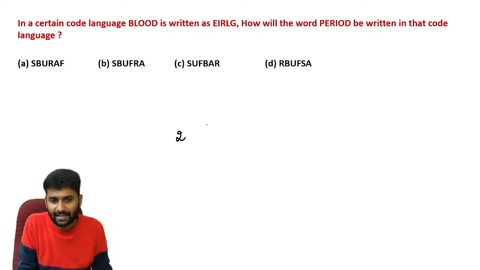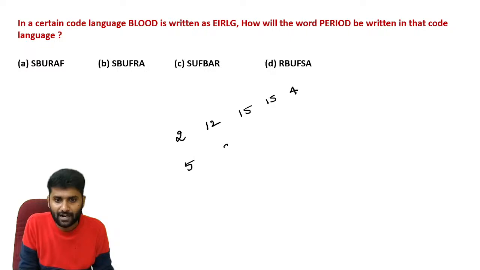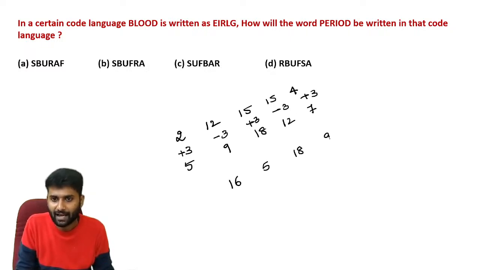Now see, second letter, 12th letter, 15th letter, 4th letter. E is 5th, I is 9, R is 18, L is 12, G is 7. Definitely it is plus 3, but then minus 3. It's plus 3, minus 3, plus 3. Period: P is 16th letter, E 5th letter, R 18, I 9, O 15, D 4.